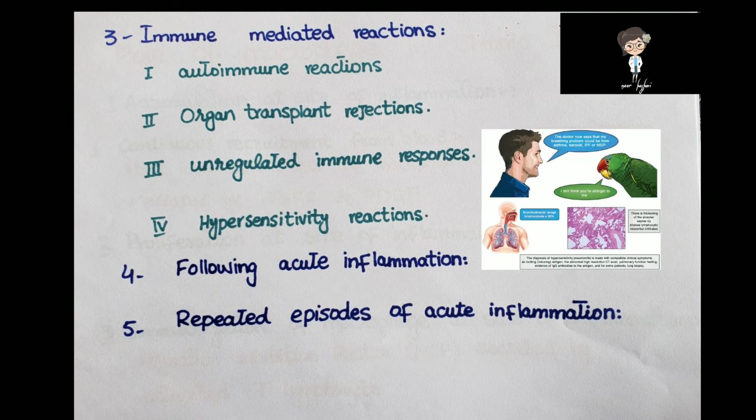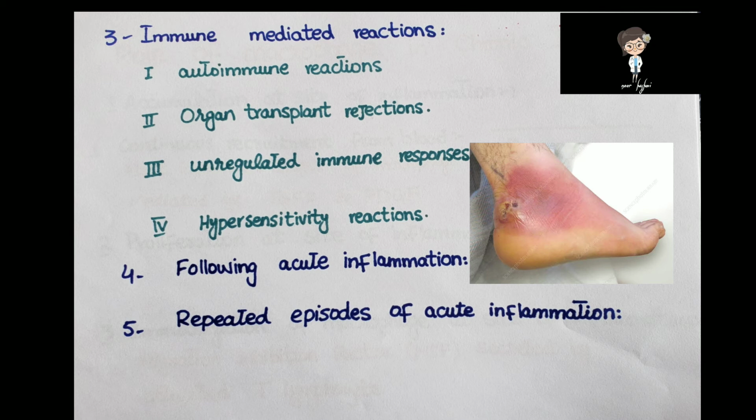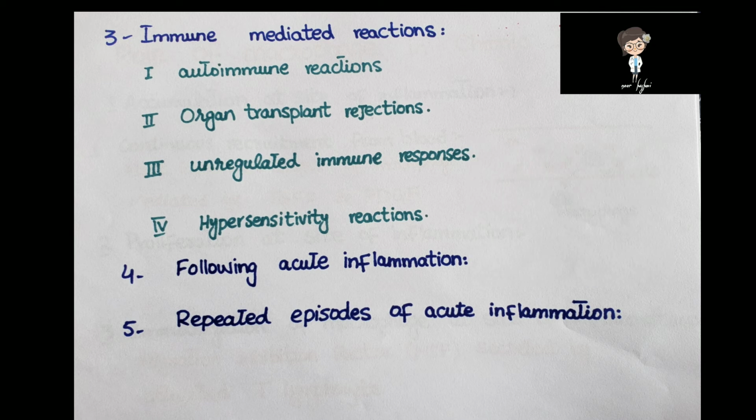hypersensitivity pneumonitis. Fourth cause of chronic inflammation is following acute inflammation response, for example, persistent abscesses. Fifth cause is repeated episodes of acute inflammation. For example, repeated attacks of acute pancreatitis lead to chronic pancreatitis in chronic alcohol abusers.